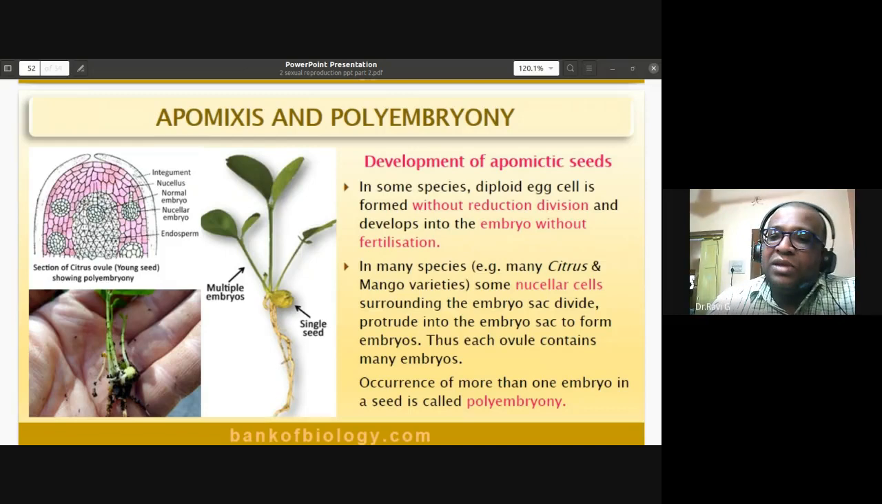Okay, so the asexual reproduction is mimicking the sexual reproduction in case of apomixis. So you get development of apomictic seeds. So you get diploid egg cell in some species.